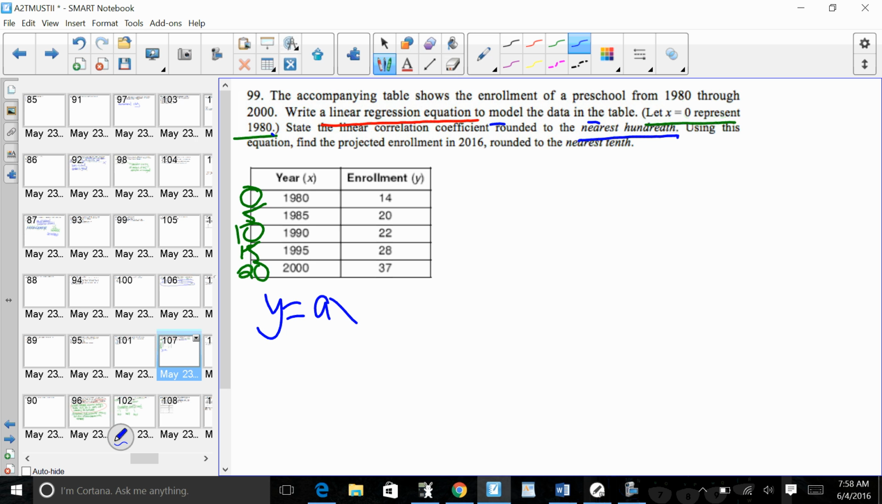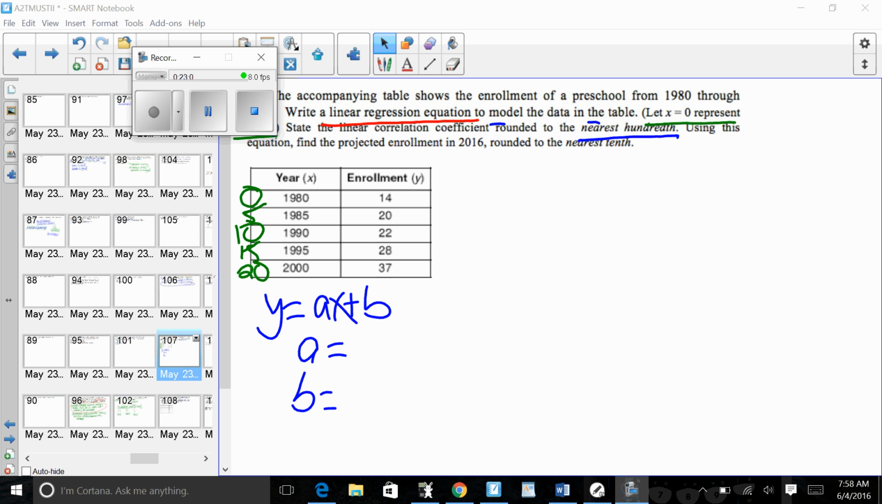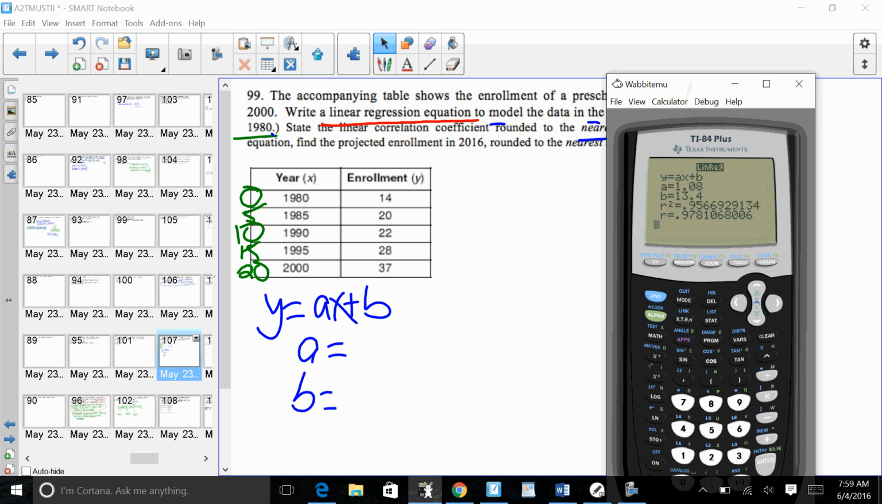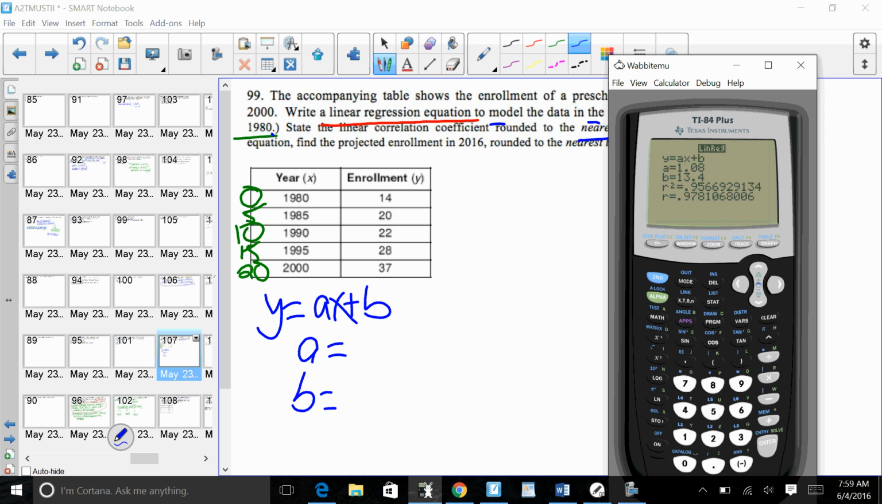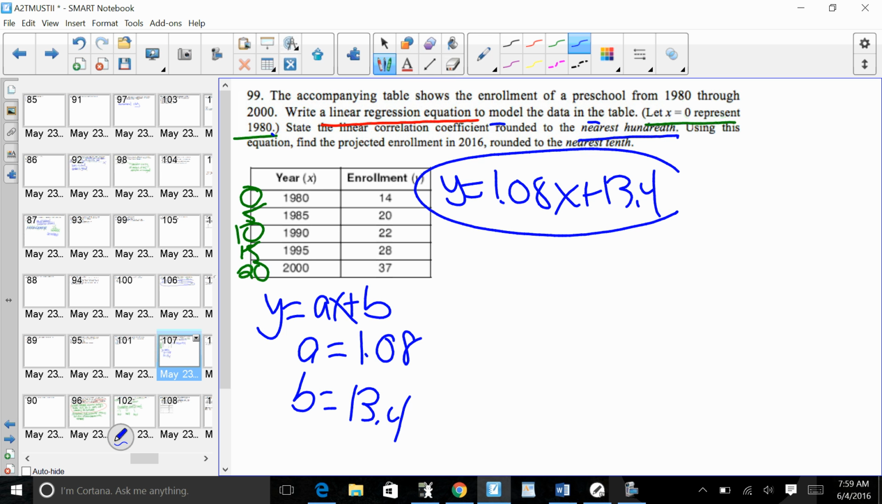I'm going to start by writing y equals ax plus b. I'm going to write a equals, b equals. I'm going to get my calculator back. A is 1.08, B is 13.4. And another common mistake, students don't actually write the equation. The equation is y equals 1.08x plus 13.4. Make sure you write the equation with a y and an x.